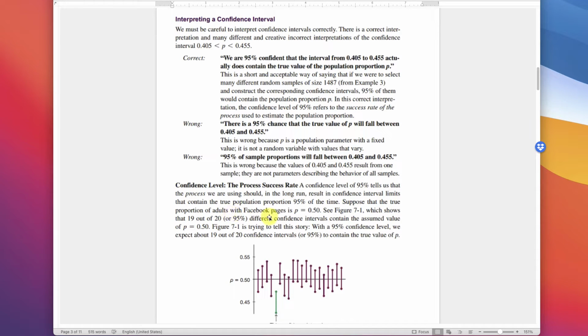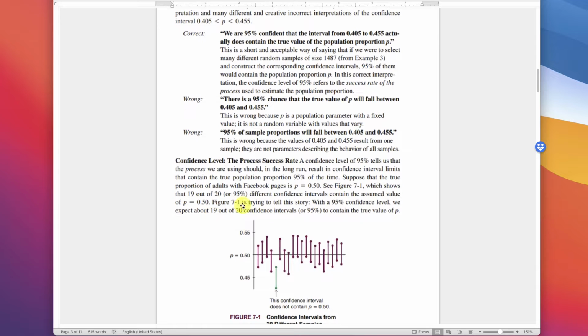Suppose that the true proportion of adults with Facebook pages is 0.50. That's the true value. See figure 7.1, which shows that 19 out of the 20, or 95% of the confidence intervals, contain that. So here's 20 confidence intervals, and 19 of them actually contain the true 0.50, where this one did not contain it. So with a 95% confidence, we would expect about 19 out of 20 to do that.